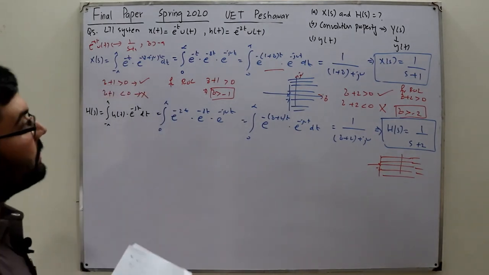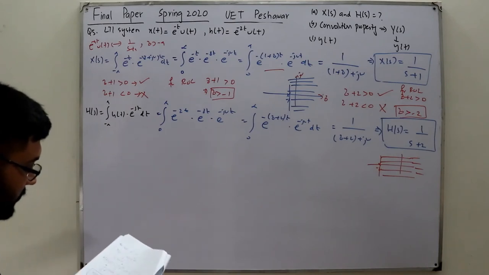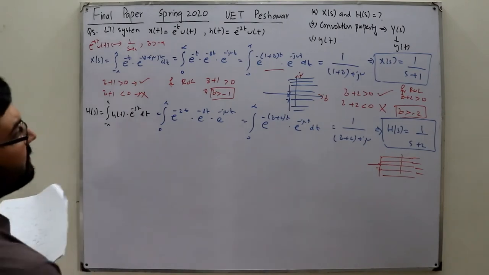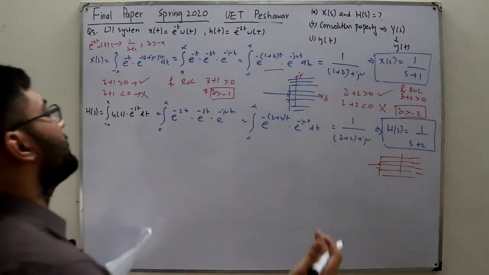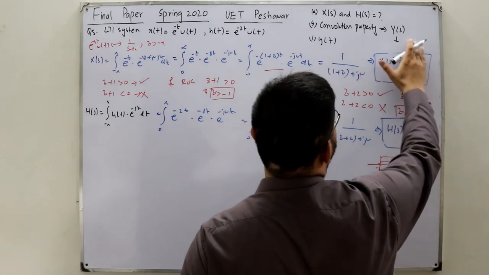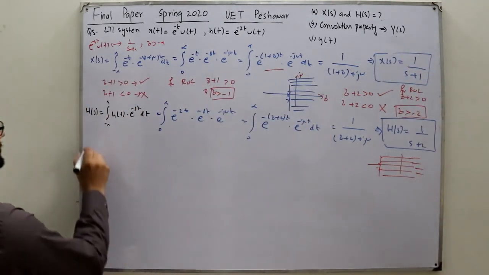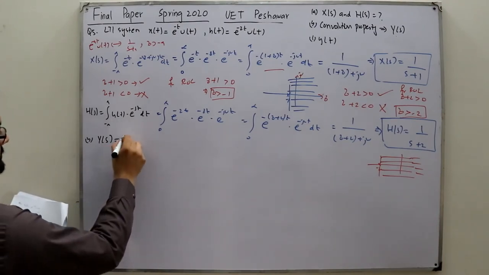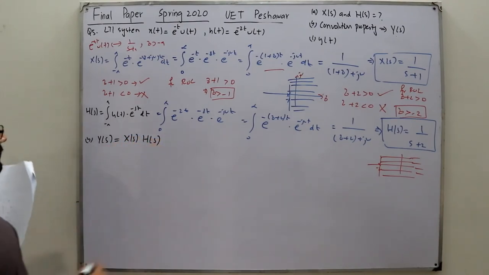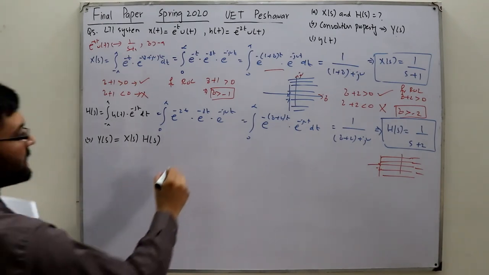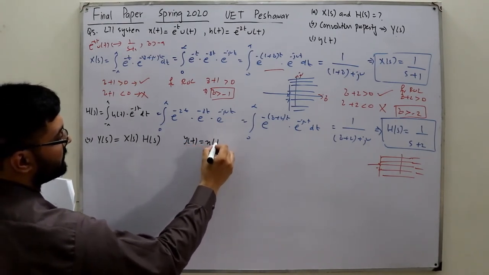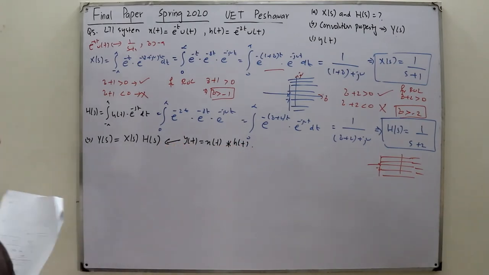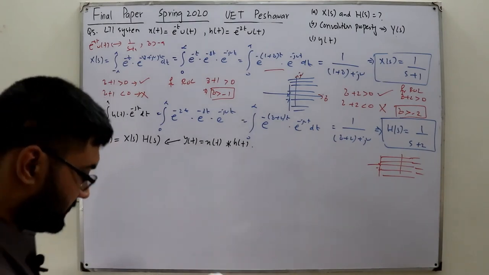Now part B. So you need to find, using the convolution property, y of t. So how is that? You know, I could say that in this part the y of s is unknown, and then in part C y of t is unknown. So y of s is equal to what? Y of s is equal to x of s into h of s. And how is that from the convolution property? Because in the time domain, my y of t is x of t convolved with h of t. So the corresponding convolution property is this. Is that fine? It is.